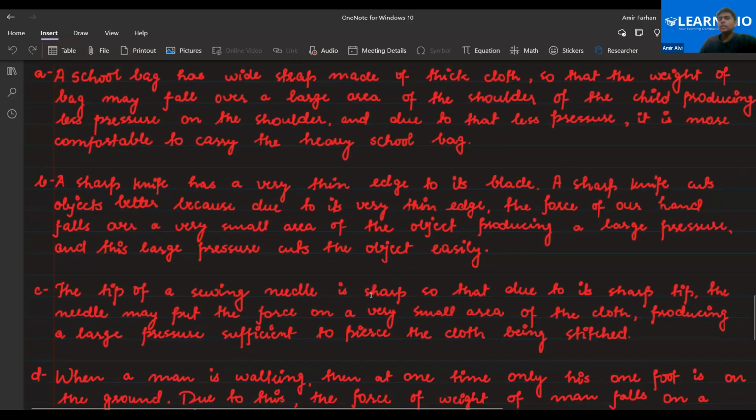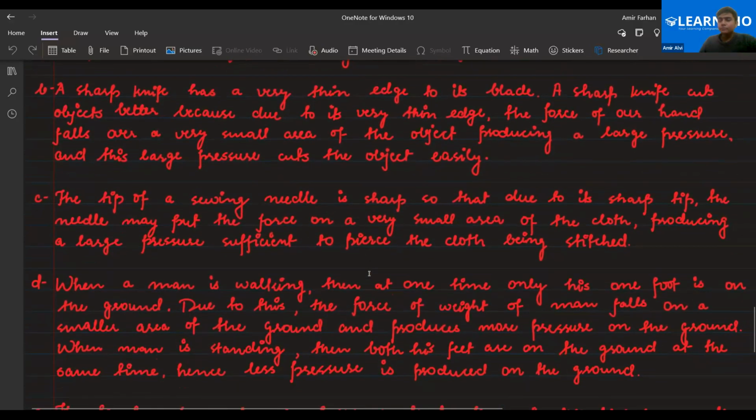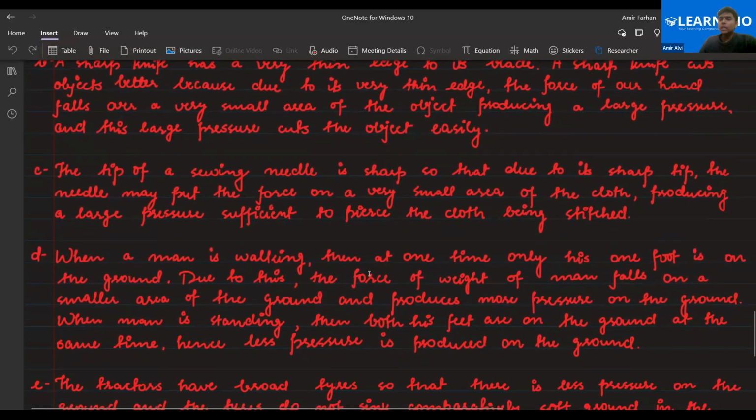Next is the tip of a sewing needle. Sewing means the stitching machine. That sewing needle is very sharp, so that it can pass through the cloth without tearing it. When a man is walking, at one time only one foot is on the ground. So the force, basically the weight of the man, would be completely on its single foot.